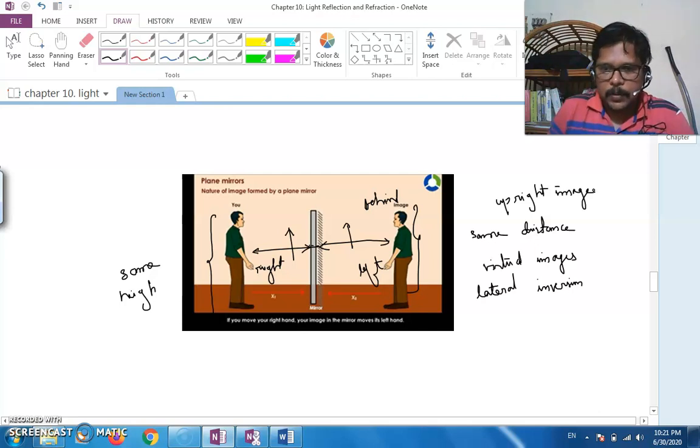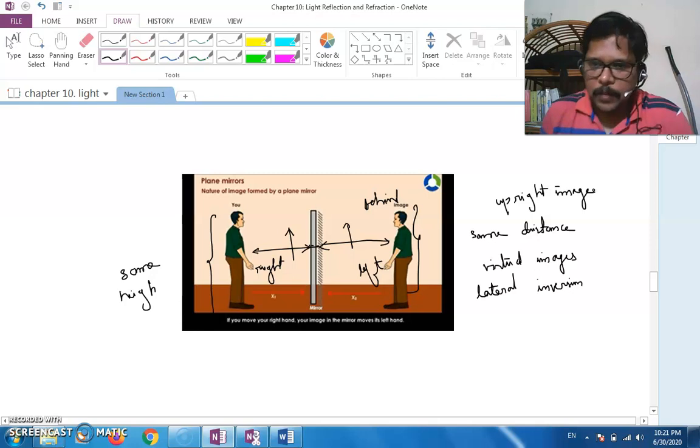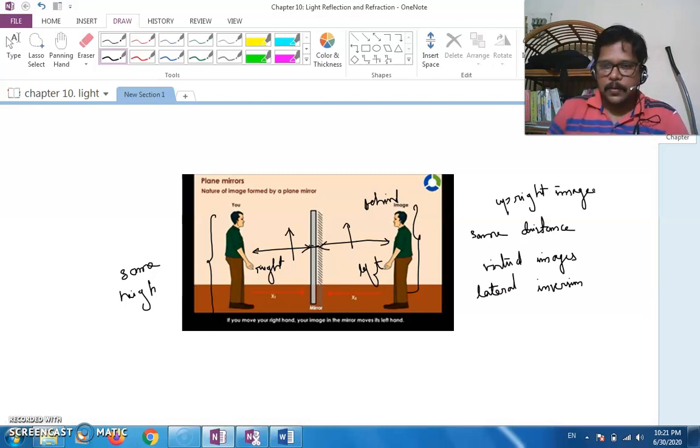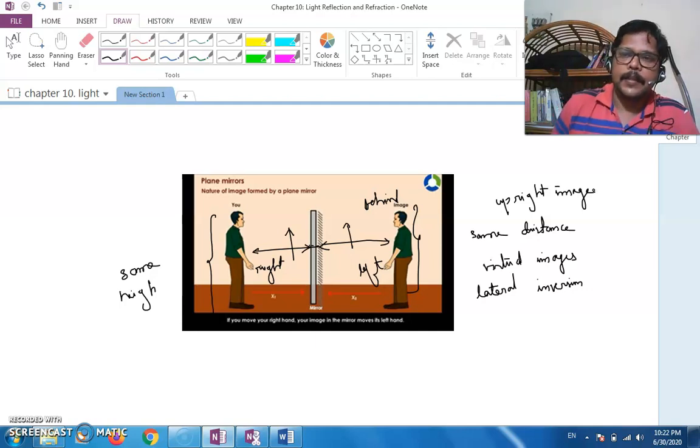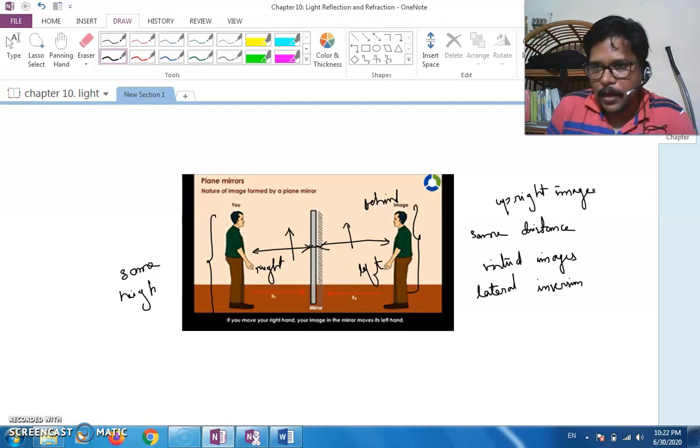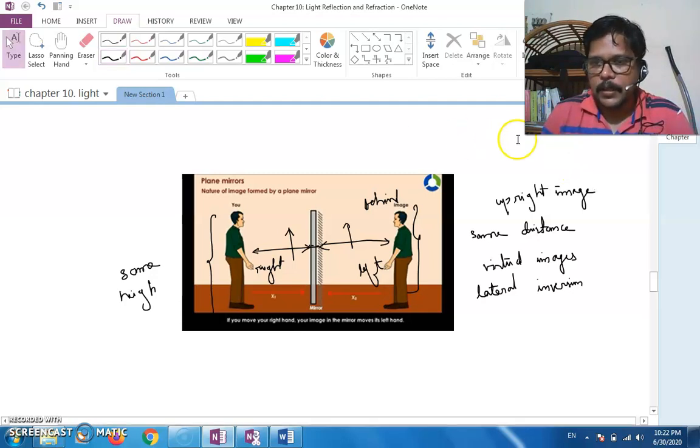So these 5 points we easily notice from the plane mirror. The object and the image are of the same height, and the distance of the image is the same as the object in front of the mirror. Another one is that always virtual images are formed in the plane mirror. Then there is a left right inversion which we call lateral inversion, and we can also see that the image is always upright.